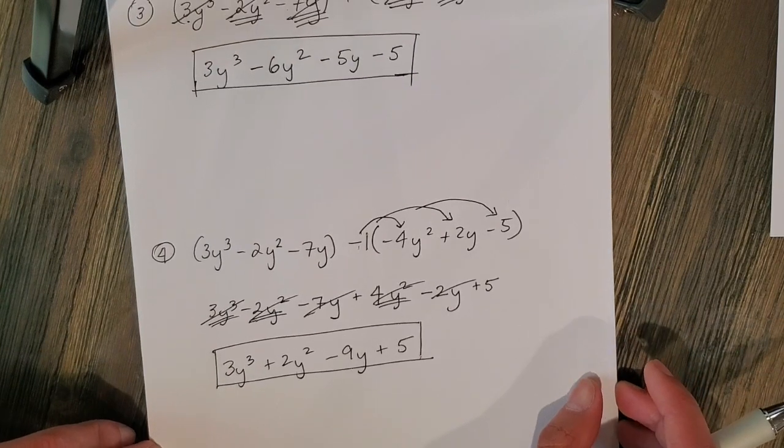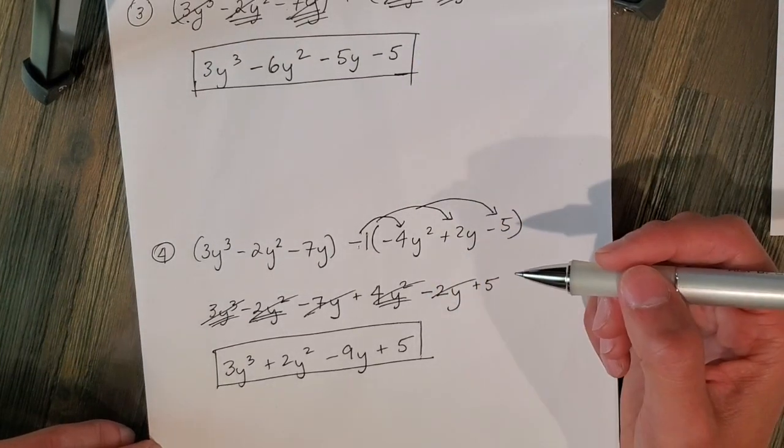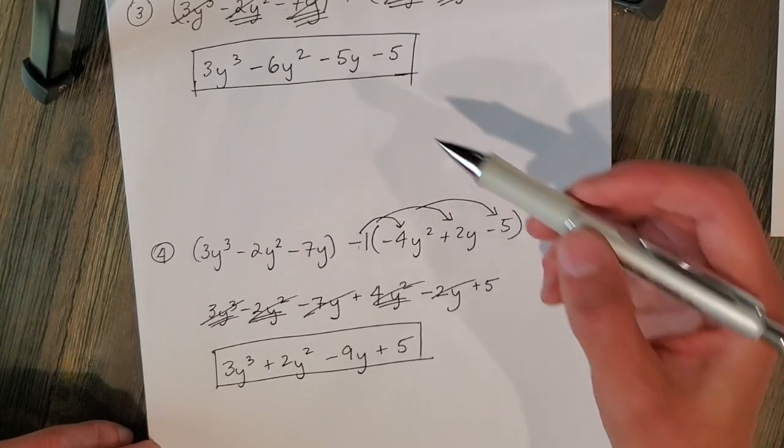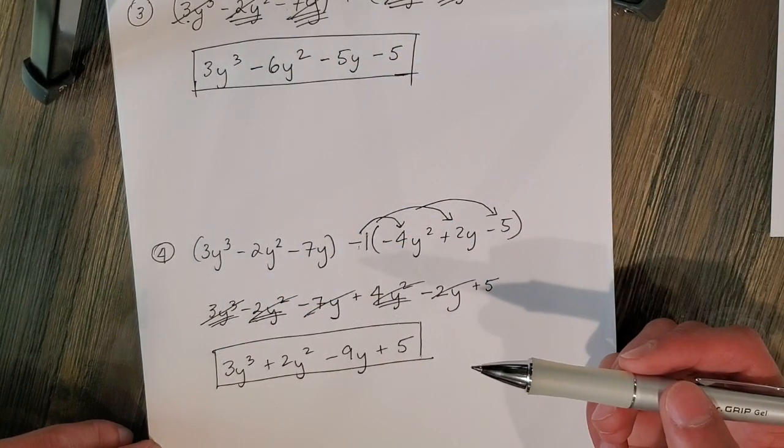Okay. Compare the two answers. Notice they're completely different. Okay, they have the 3y cubed the same, but everything else is different.